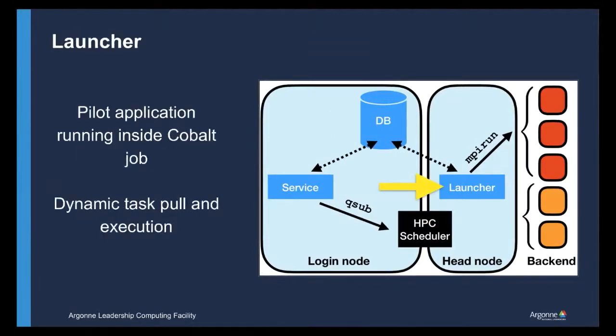The launcher component is a sort of dynamic pilot application that will actually run inside of your job allocation. So once you submit a job to run and it starts up, in this case, on the MOM nodes of Theta, we call this component the launcher. It connects back to the database, dynamically pulls tasks, and as it executes them, it updates the database with metadata about the status of your job.